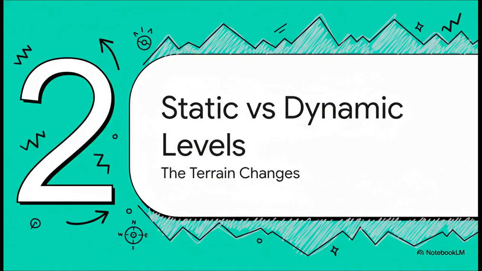Okay, so we've got our floors and our ceilings, but here's a little twist for you. The terrain of our map isn't always flat. Sometimes it moves, and that brings us to a really important distinction between static and dynamic levels. This chart breaks it down perfectly.